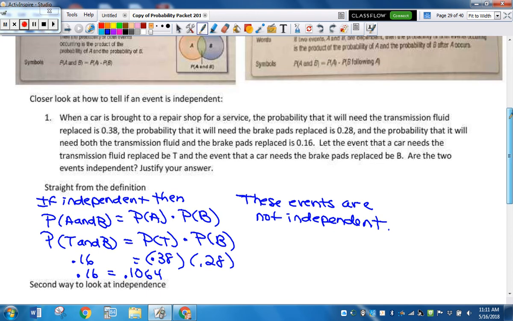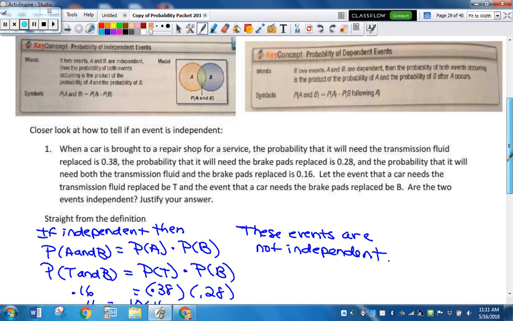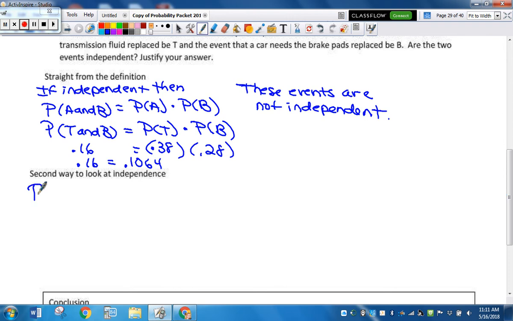Second way to look at this. This is my definition of independent, but probability of A and B right here, and probability of A and B over here would be the same thing, correct? Except this is the dependent version. And take a look at this, we already know what this means, probability of B following A. Let's just look at that for a second.